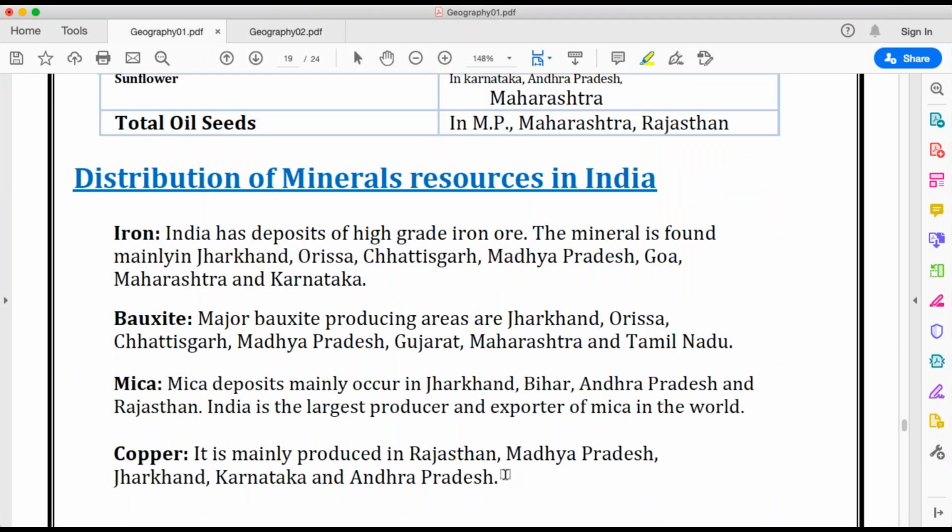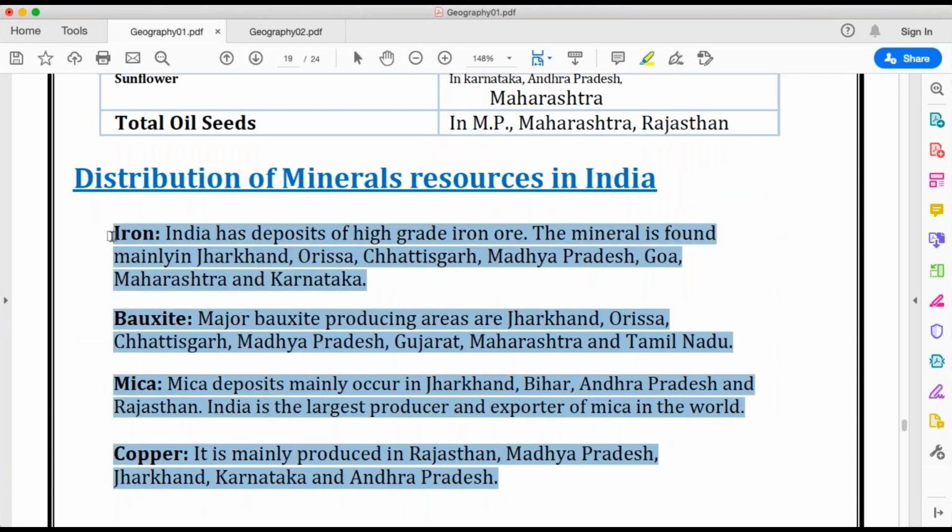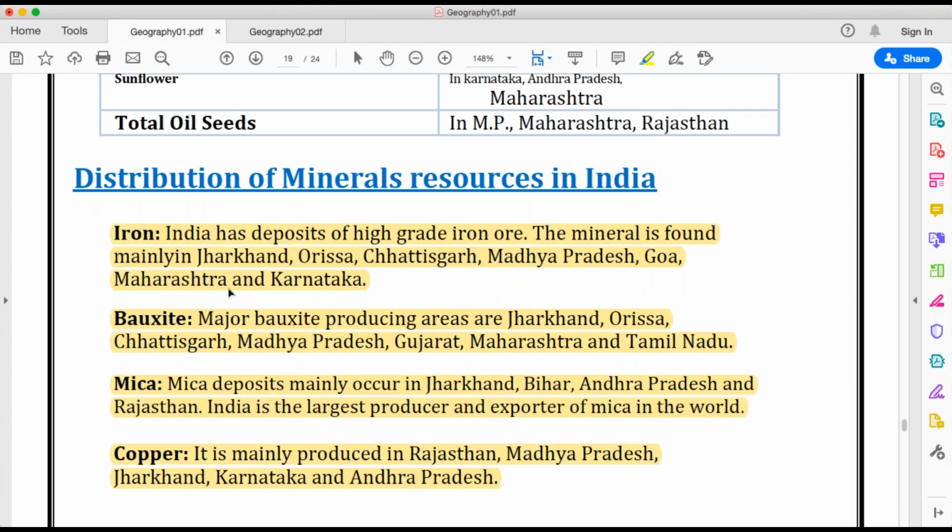Similarly, when I talk about distribution of minerals, very important. You should know that iron deposits are in which states, bauxite deposits are in which state, mica deposits are in which state, copper deposits are in which state. They will either give you the names of the states and tell you which mineral is found in all these states, or they will give you the name of the mineral and five states and ask you to name the state in which this mineral is not found, or name the state in which this mineral is found. That is how simply and directly they are going to ask you the question around distribution of mineral resources in India. Very important part. You should remember this.